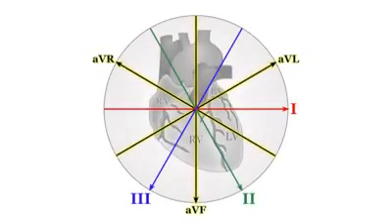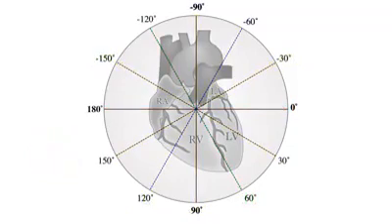Remember the diagram we created when we assembled all the vectors of the limb leads? Here it is again. Now if we would add angles around the circle according to established convention, it would look like this. The mean QRS is said to be normal when it lies between -30 and +90 degrees.